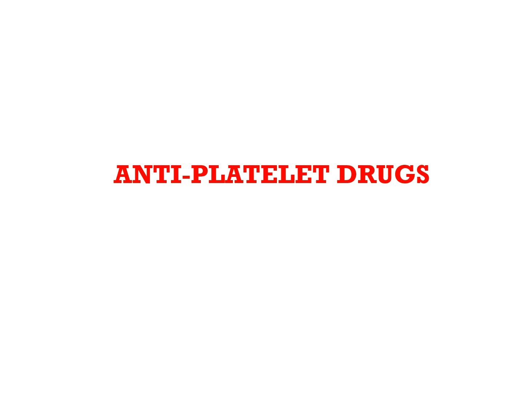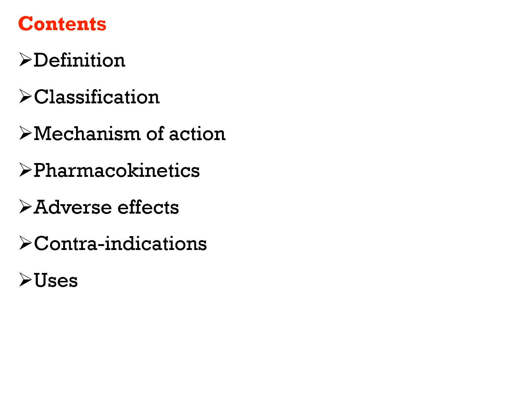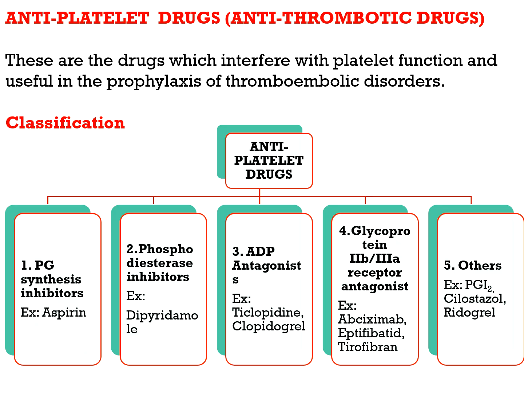To reduce the clot, many drugs are there, like anticoagulant drugs and thrombolytics. So this is also one kind of drug. Antiplatelets contains definition, classification, mechanism of action, pharmacokinetics, adverse effects, contraindications and uses. Let me discuss the definition.